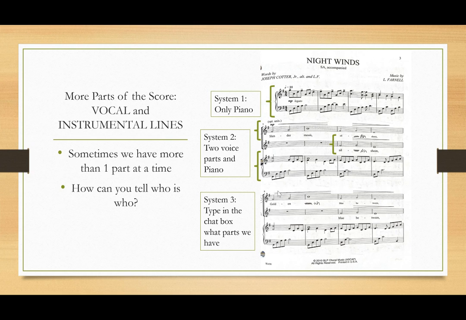So then look at this system. We've got this down here, which is what? The piano part. And then kind of the same as in system 2, we've got this, which is a voice part. And then we have this one here, which is a separate voice part. And the easiest way to tell is that there are 2 sets of words.